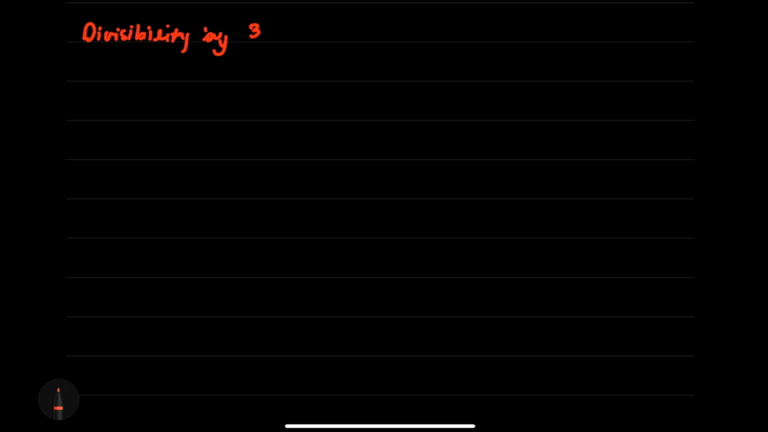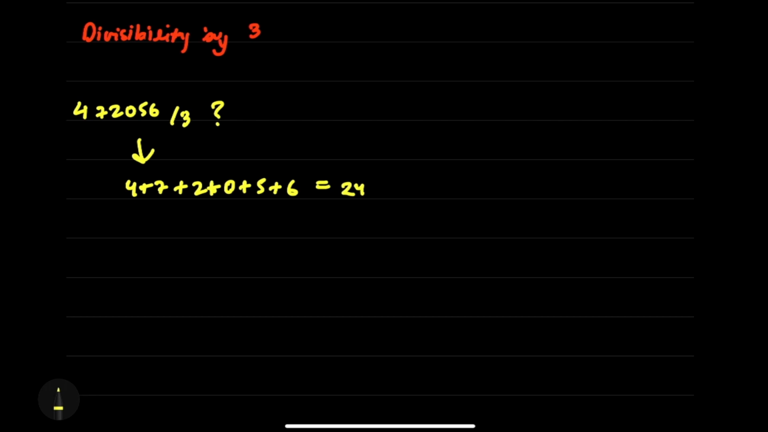Let's again revisit divisibility by 3. We know that divisibility by 3 can only happen if the sum of the digits is divisible by 3. Let's take an example of 472056 and check whether it is divisible by 3 or not. We have 4 plus 7 plus 2 plus 0 plus 5 plus 6, which comes out to be 24. And 24 is divisible by 3. Therefore, this entire number 472056 is divisible by 3.